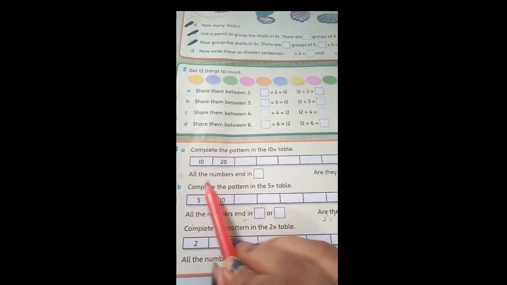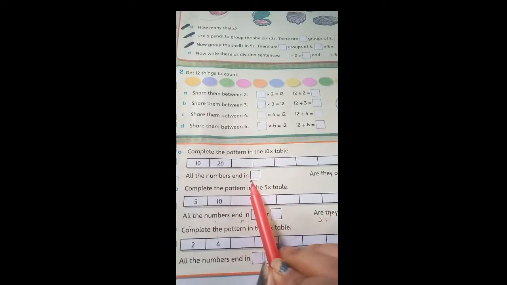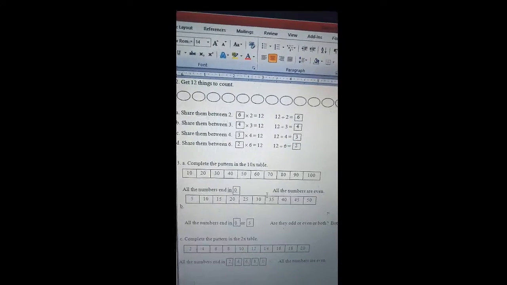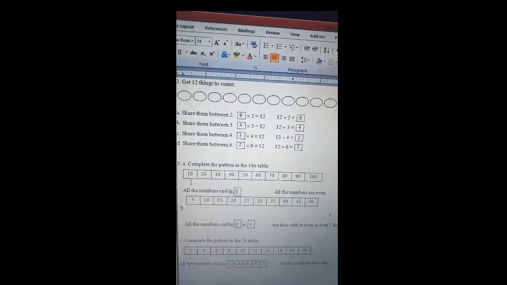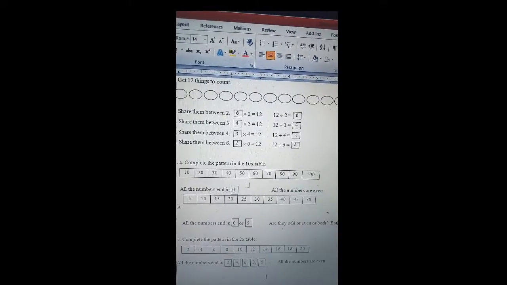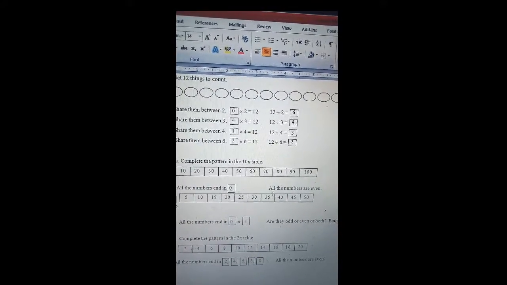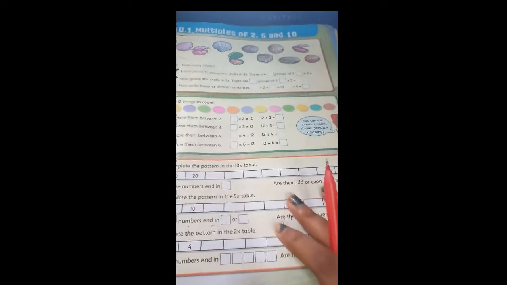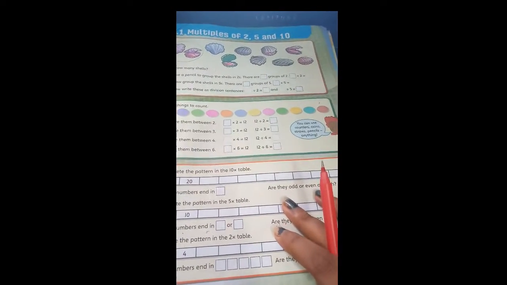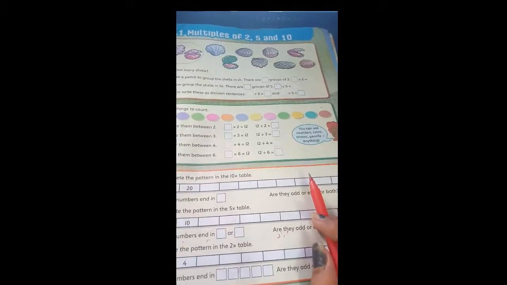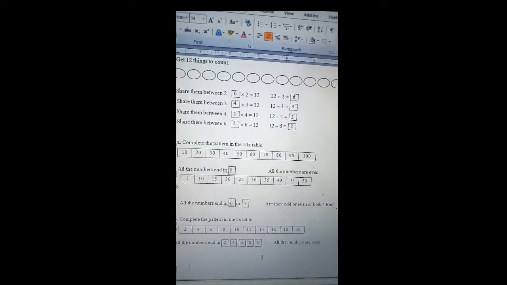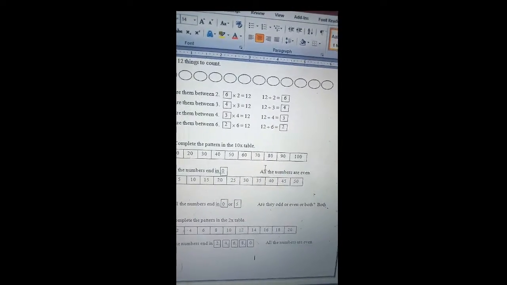Now here all the numbers end in 0. Look here in number 3, all the numbers end in 0. And another question is, are they odd or even or both? We know even numbers always end with a digit of 0, 2, 4, 6 and 8. Here all the numbers end in 0, so all are even.